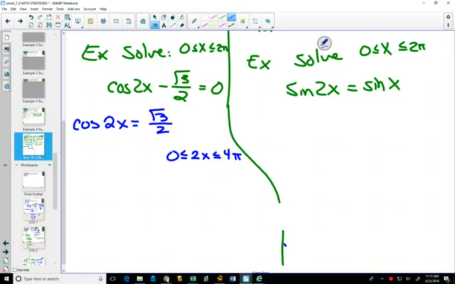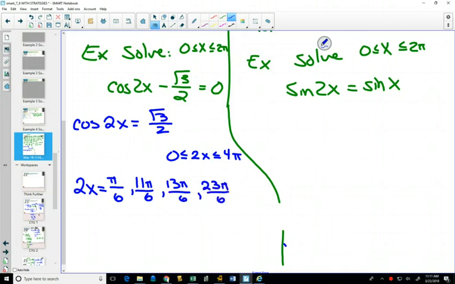Root 3 over 2 is on your unit circle. For cos, that's part of the pi over 6 family. And so you would have 2x is equal to pi over 6 and 11 pi over 6. That's quadrant 1 and quadrant 4 where cos is positive. And then in the second time around, you'd have to add 2 pi to each of these. 2 pi is 12 pi over 6. So that will also give you 13 pi over 6 and 23 pi over 6. Then to solve for x, we could divide each of those by 2 or multiply by a half.